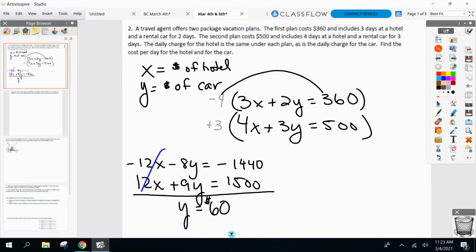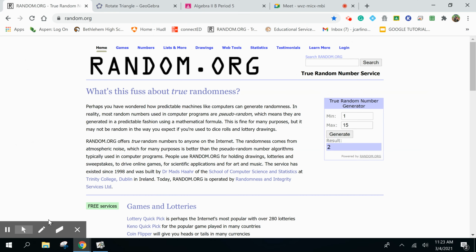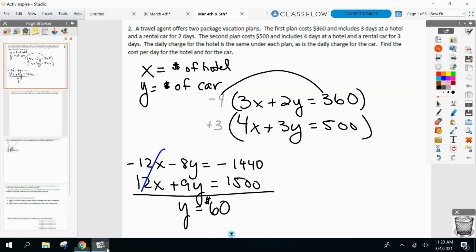So the rent-a-car is $60 a night or a day. All right, now I need help. How do I find X now? I have 60 equals Y. How do you want to find X? Colin, how do you want to find X, big dog? You can just plug in 60 for either equation. Yeah, and for what variable? Y. Yep. 3x plus 2 times 60 equals 360.